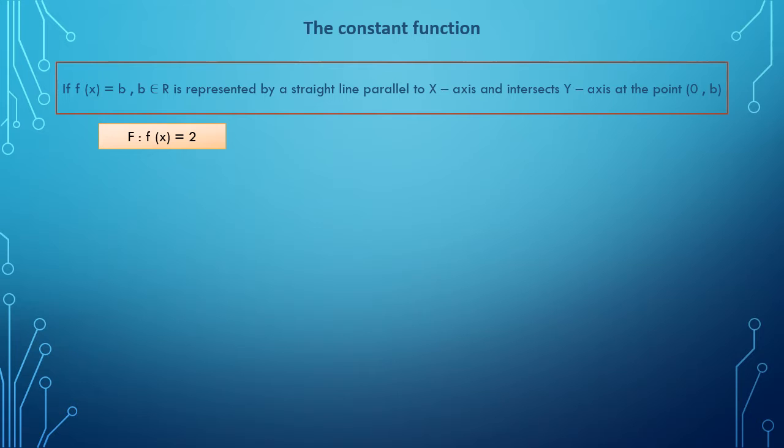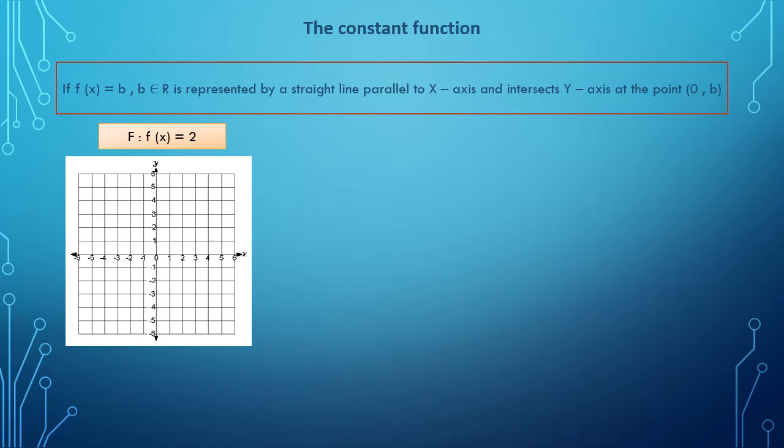So if we draw this function in the coordinate plane, we find that every domain value that we have, it will be 2. So it will be a straight line like this. This straight line will be parallel to the x-axis and intersect the y-axis at (0, b), and b is a value on the y-axis. So our point here will be (0, 2).